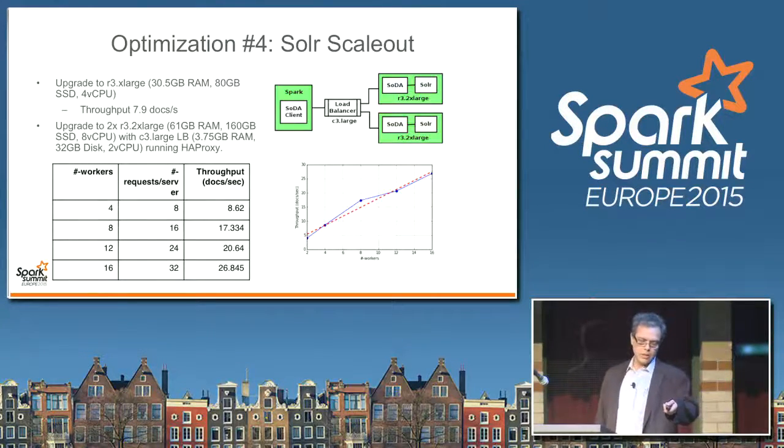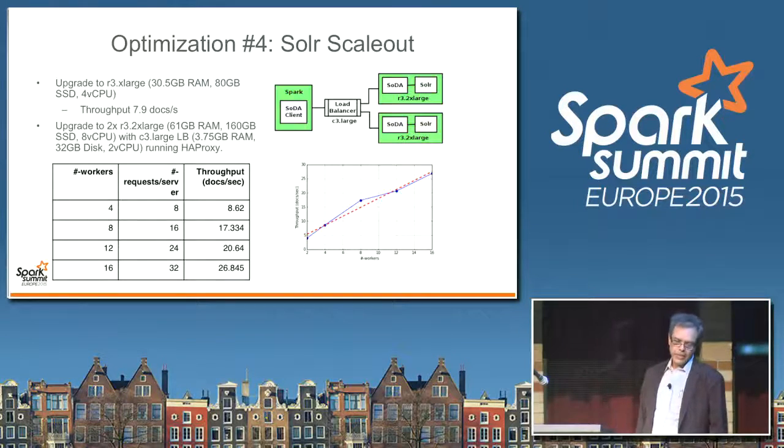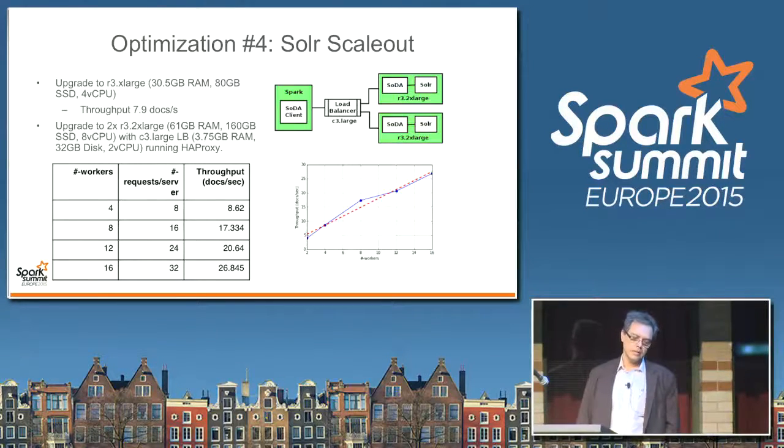Actually, we had scaled out Solr already to fix the GC problems, right? We went from an R3 large to an R3 X large. And when we did that, our throughput increased from 5 documents per second to about 8 documents per second, which now brought it down to about 20 days, right? So getting closer. We then decided to scale out horizontally this time.